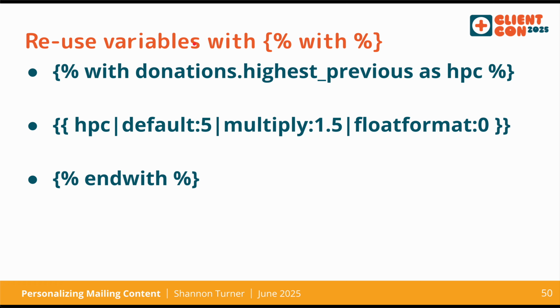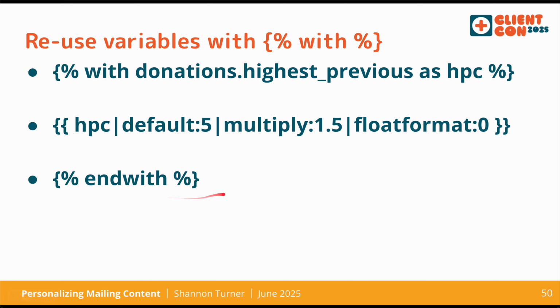So here's how you'd actually use the with tag. First, we have the syntax that says with, and then what do we want to store as a variable? We want donations.highestprevious. We want to store that as the variable HPC, or highest previous contribution. So now I don't need to say donations.highestprevious every time. Instead, I can just say HPC. That's the name of my variable. So here I say HPC, I apply the default filter, I apply the multiply filter, I apply the float format filter, just like I was with donations.highestprevious before.